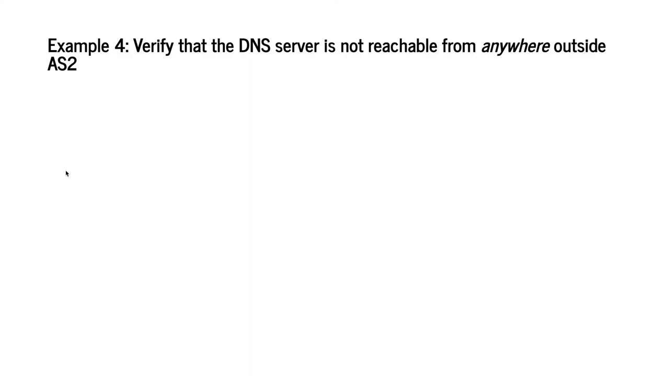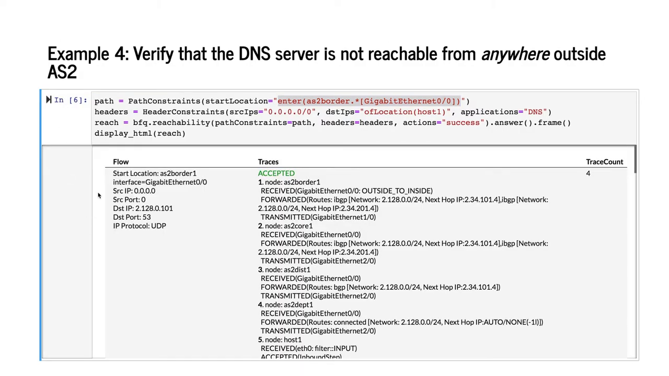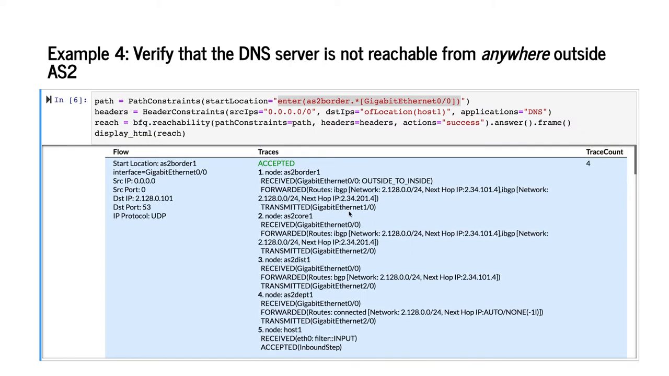Next, let's verify isolation in our network, namely that host one's DNS server, which is fully available inside of AS2, cannot be reached by any of the other autonomous systems. We do this by searching for flows that enter the border interfaces of AS2. Unfortunately, we found that the DNS server is not isolated from external devices. Specifically, devices can come in AS2 border 1 and then eventually get accepted by the host. In all likelihood, this means we should investigate the outside to inside ACL on the border router and make it block more traffic.